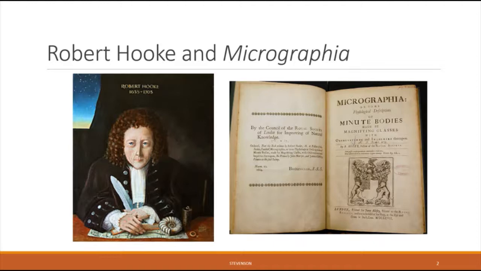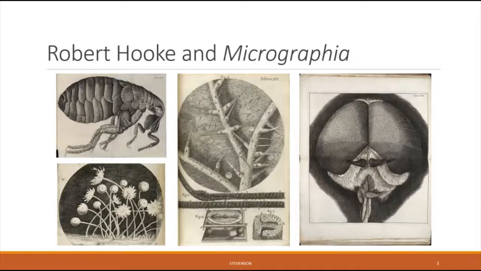And he recorded his observations through microscopes in this book called Micrographia, which is the first book ever printed with images of objects seen through a microscope. And so here are some of the images from that book, Micrographia. Up in the left-hand corner, that is a water flea. Down below it is some mold. In the middle is the veins on a plant called stinging nettle. And on the right is a drone fly looking straight on.